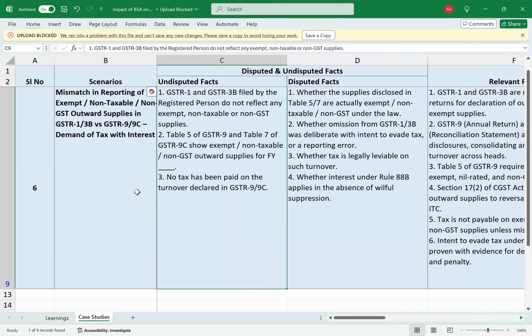So in this, if we categorize the undisputed versus disputed facts, the undisputed fact remains that GSTR-1 and 3B filed by the person do not reflect any exempt supplies. GSTR-9 Table 5 shows the exempt supplies and no tax has been paid on the turnover declared. The disputed facts are whether the supply disclosed in Table 5 and/or 7 of the GSTR-9 is exempt under the law or not, whether the omission in 1 and 3B was deliberate with the intent to evade tax or not, whether the tax is legally leviable on such turnover, and whether 88B interest kicks in or not. So these are the undisputed versus disputed facts.